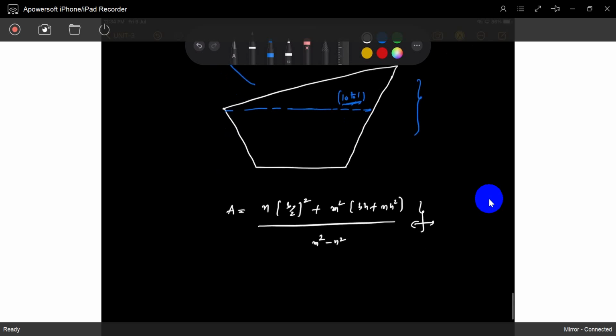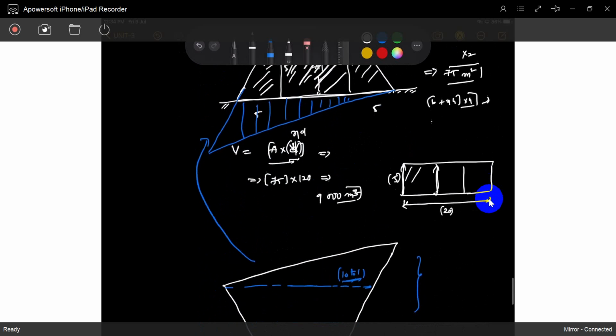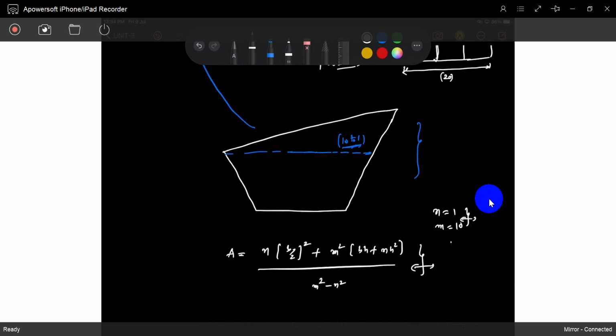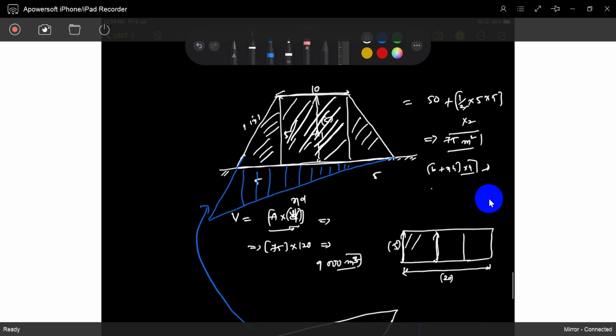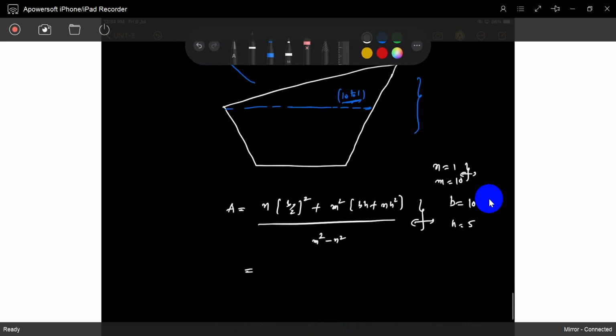So what is the value? n is 1, m is 10, B is 10 meters, and H is 5 meters. Then placing these, you will get 76 square meters.